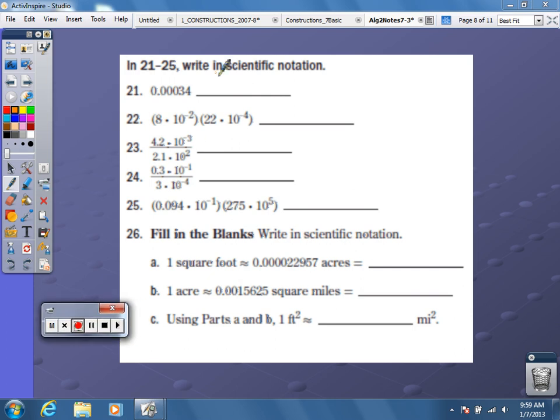Okay, the number first has to be between 1 and less than 10. So what can I find here? Oh, how about 3.4? I'm going to change that to 3.4 because that meets my criteria of being between 1 and less than 10. 3.4. Now, this is a little number, so it's going to be times 10 to the negative. How many spots did I move from here to here? 1, 2, 3, 4 times 10 to the negative 4th.